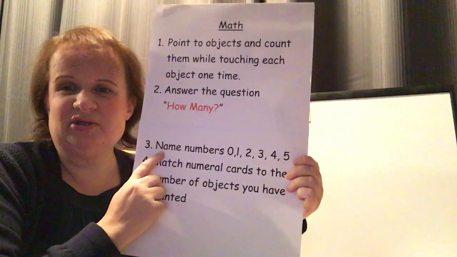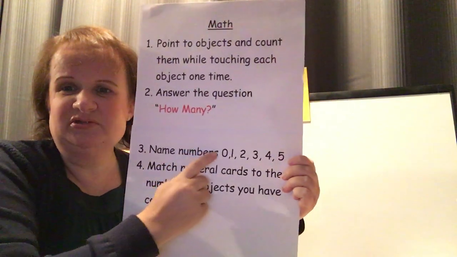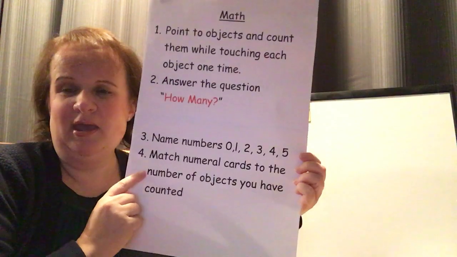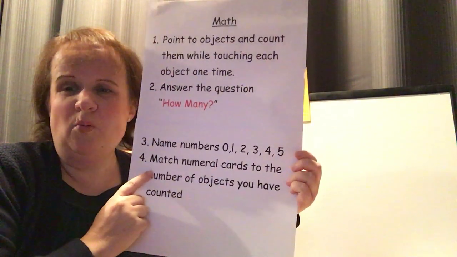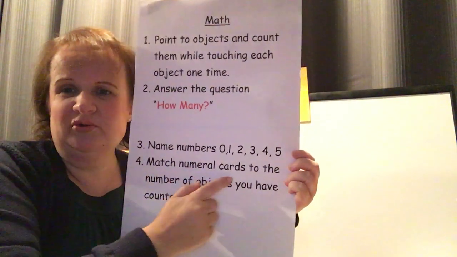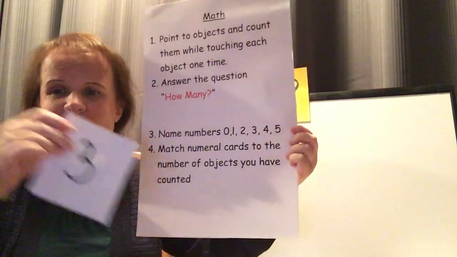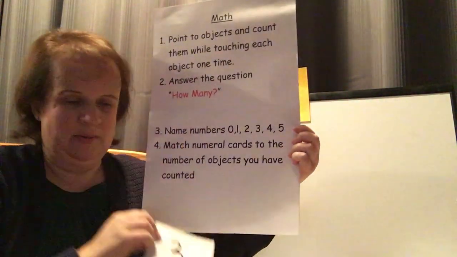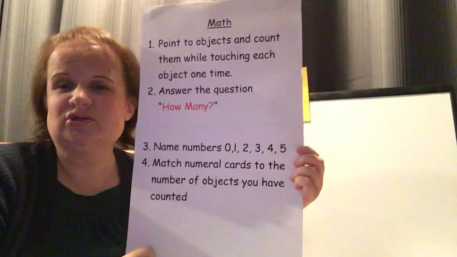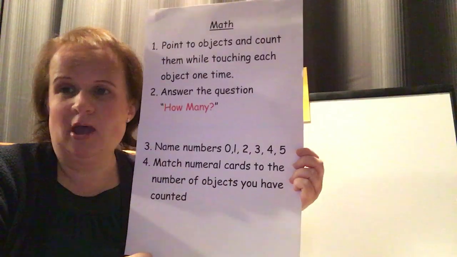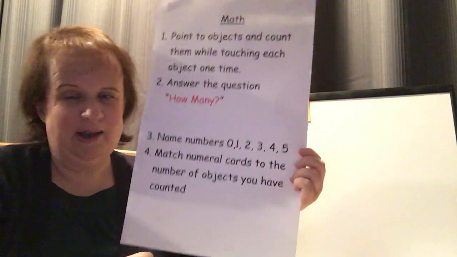We're also going to name numerals 0, 1, 2, 3, 4, and 5. And we're going to match numeral cards. That's these cards right here. Cards with numbers written on them to the number of objects that we just counted. Are you ready to learn? I know I am.